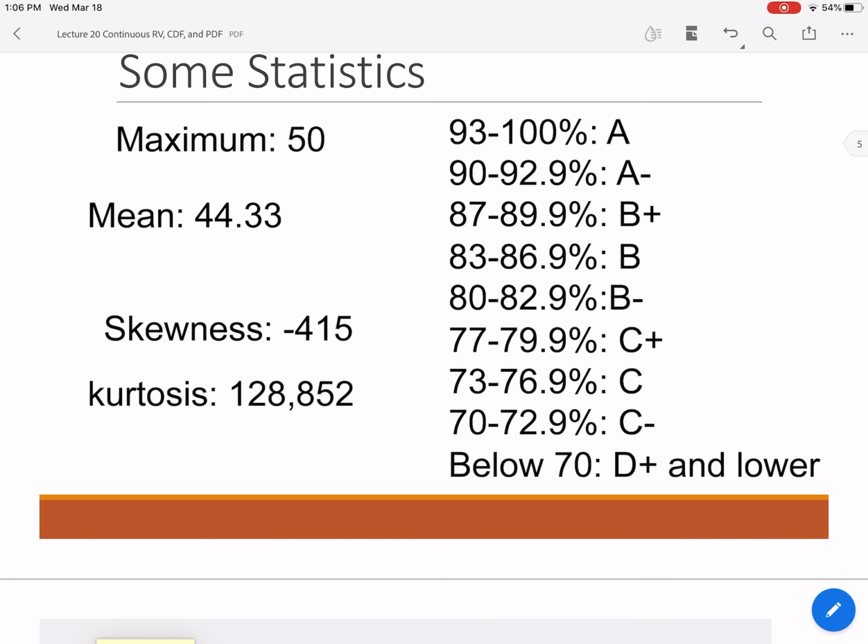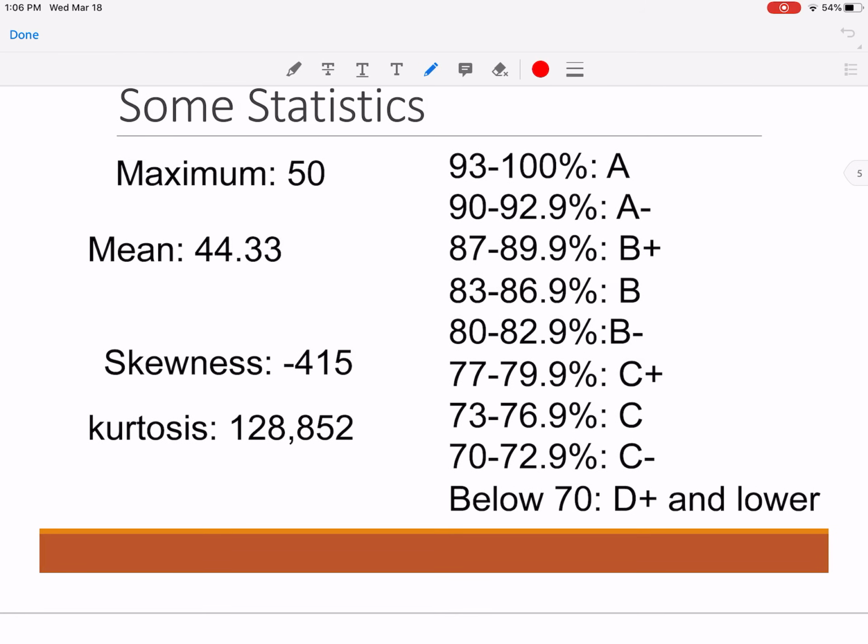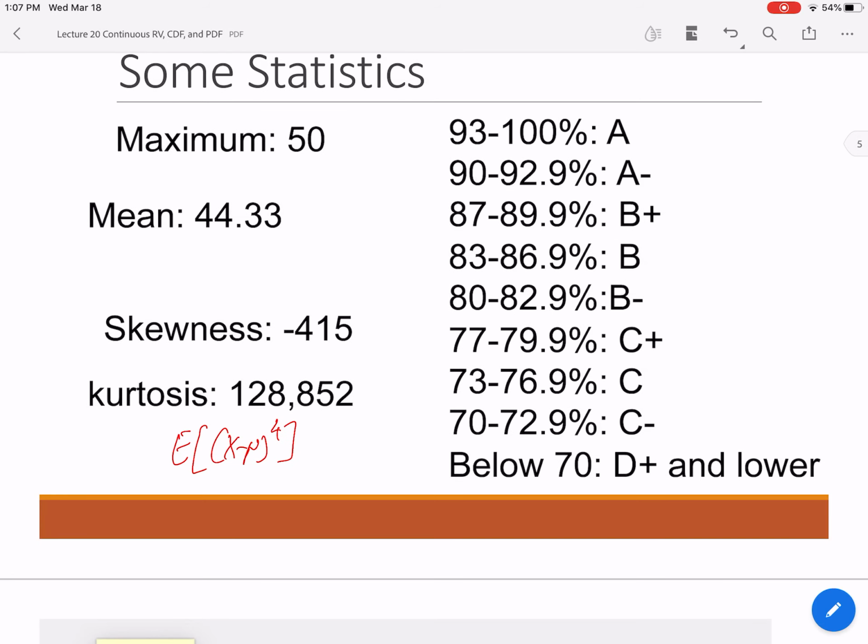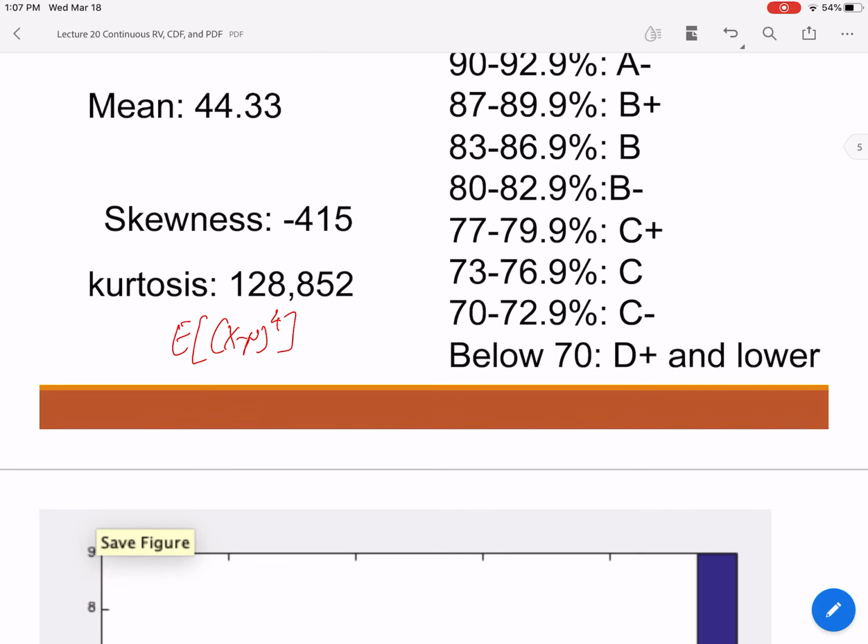The kurtosis value was 128,000, and kurtosis is defined as the fourth central moment. Now, if there are a lot of outliers in your marks, then the kurtosis is going to be really very high. Or rather, a large value of kurtosis means that there are some outliers. So without further ado, let me show you the shape of the distribution.